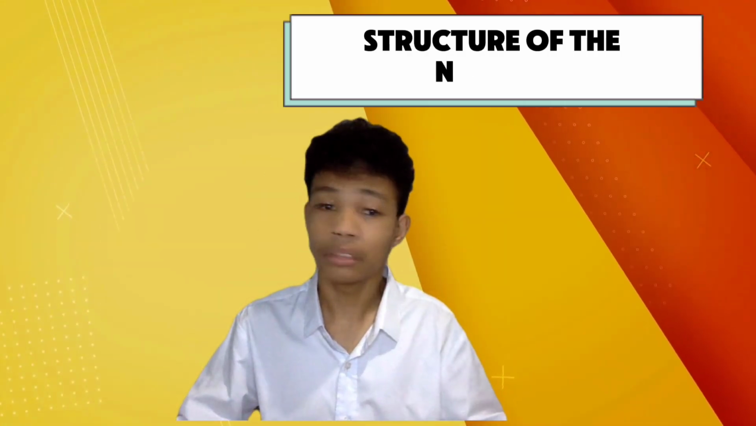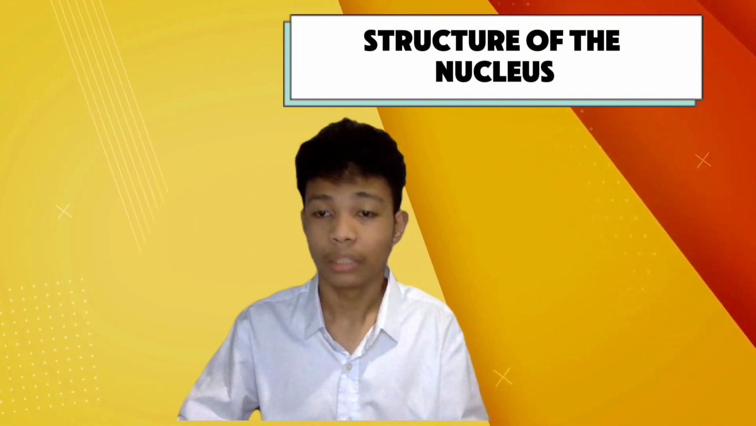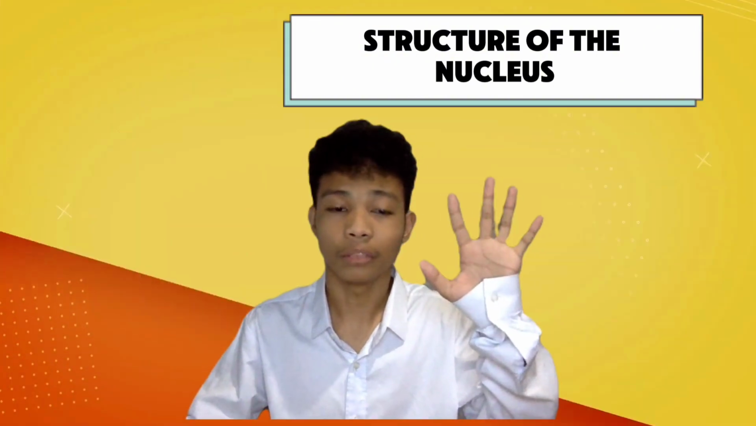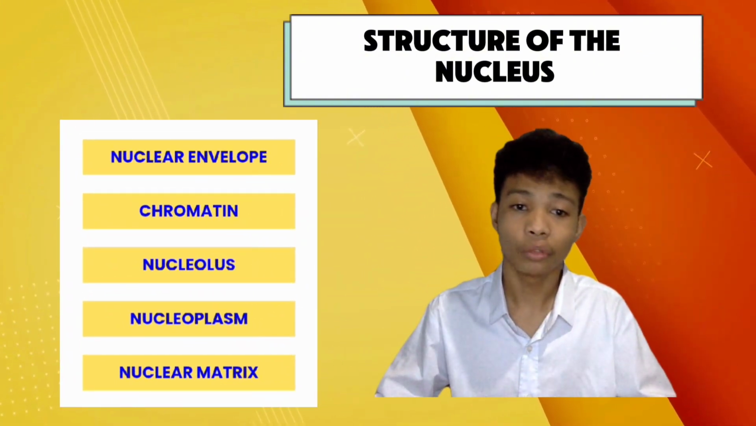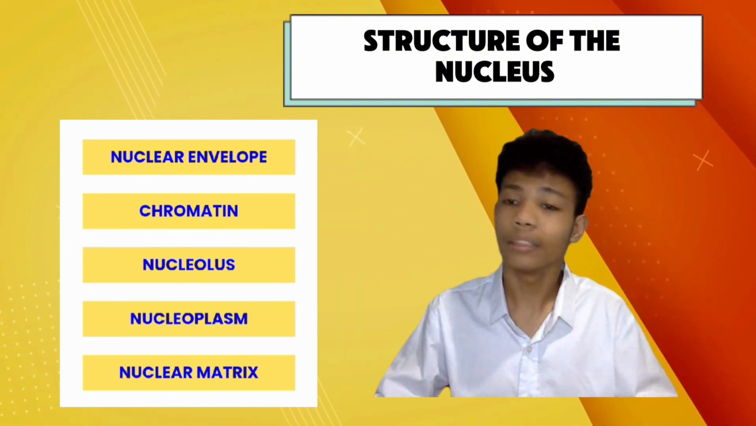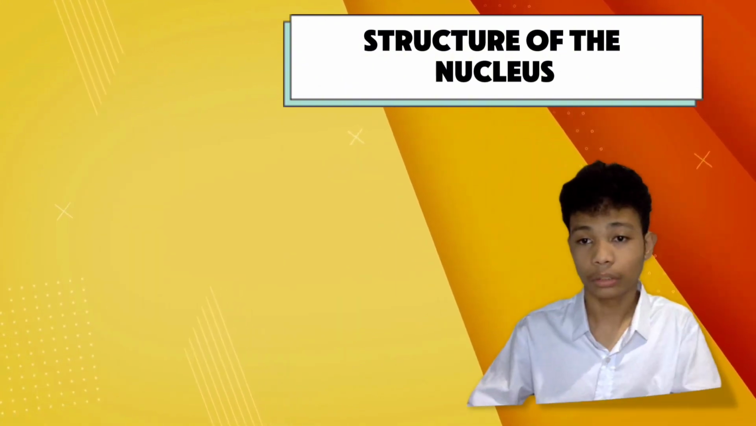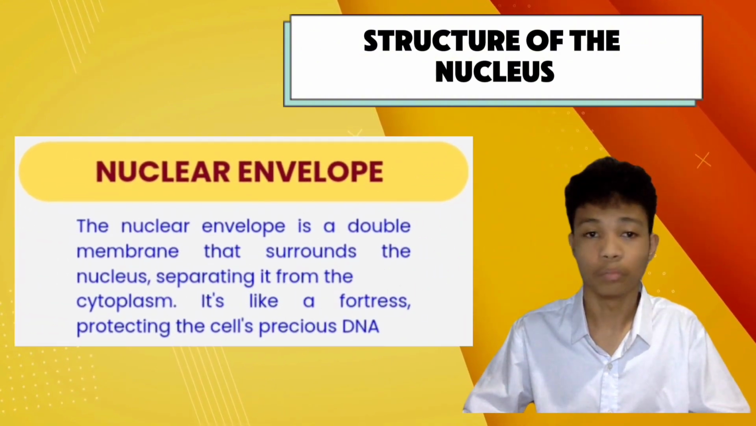So how about the structure of the nucleus? I'm going to share 5 structures of the nucleus. There are the nuclear envelope, chromatin, nucleolus, nucleoplasm, and the nuclear matrix. Let's talk about the nuclear envelope.